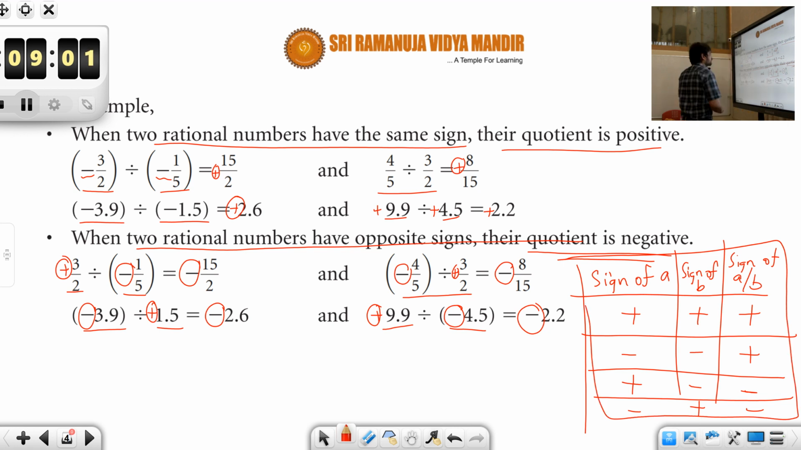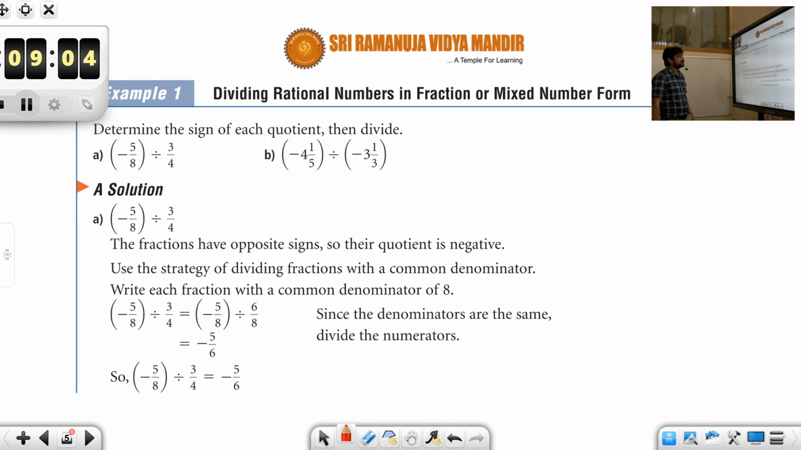Now let's look at how to find the numerical values. So determine the sign of each quotient before we get on to finding the numerical value. So by looking at the question, can you tell me what is the sign? You are trying to divide a negative number with a positive number. So students, what would be the sign? It should be negative. And look at the second one. You are trying to divide a negative number with a negative number. So the sign would be positive.